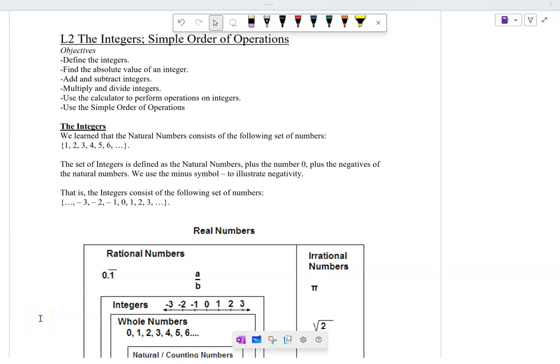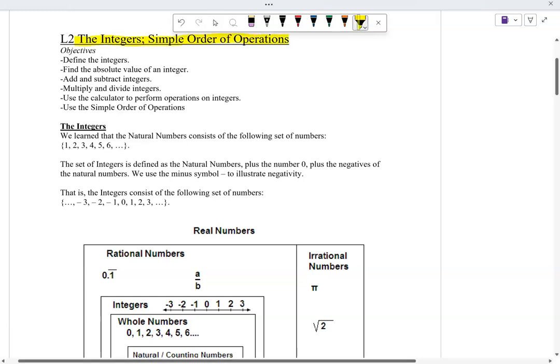Hey, welcome back to your favorite technical math class. We're going to take a look today at integers and a simple order of operations. Let's remind you a little bit about what the integers are.